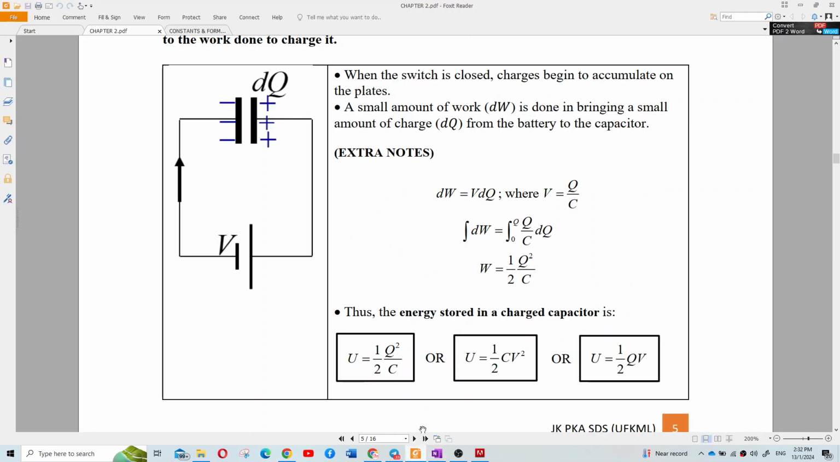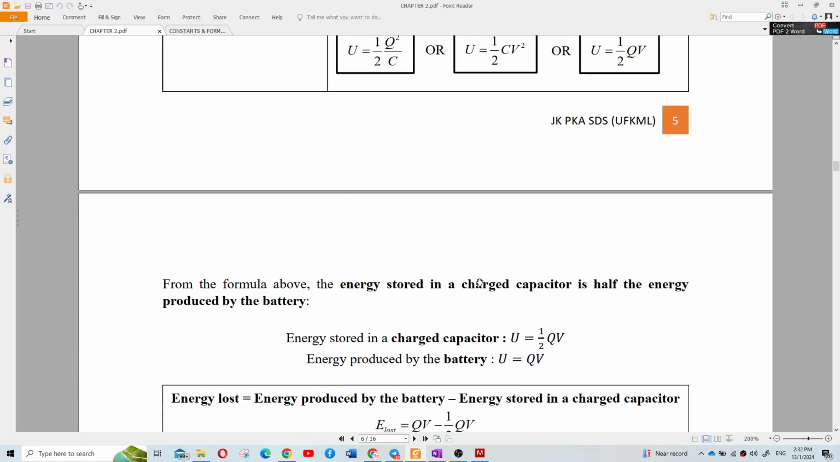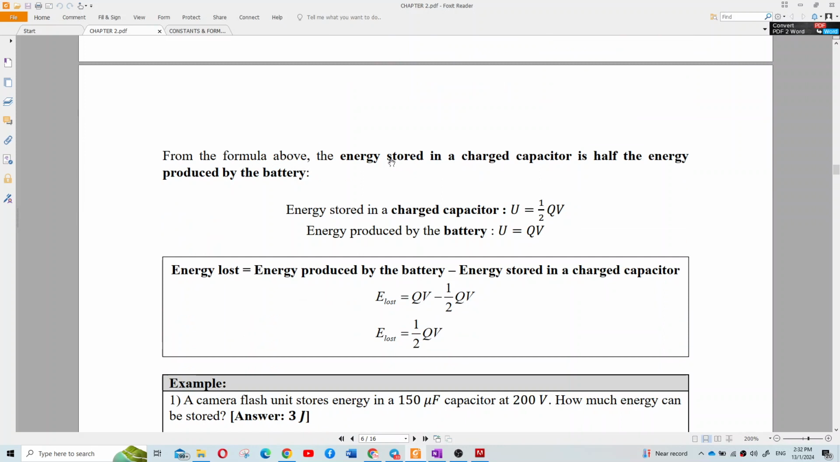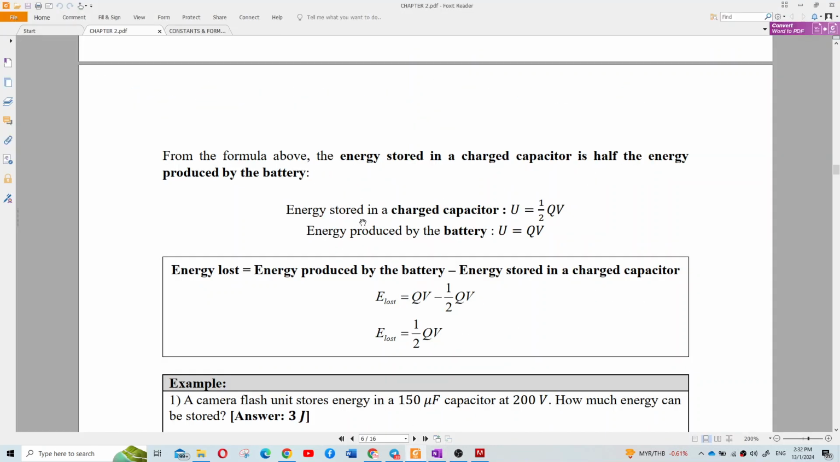Now, okay, class. Next is this one. From the formula above, the energy stored in a charged capacitor is half the energy produced by the battery. Energy stored in capacitor is half QV. Energy produced by battery is actually Q multiply V, so QV. So actually there is an energy loss inside the capacitor. Energy loss is the energy produced by the battery minus the energy stored in the capacitor.